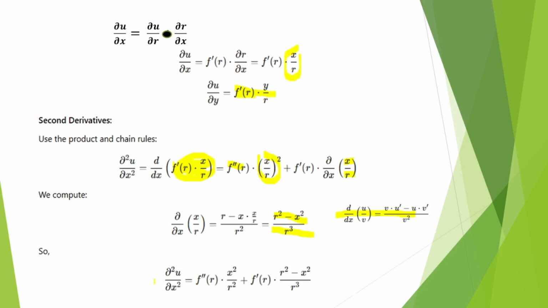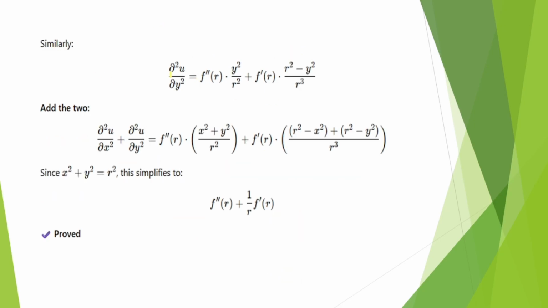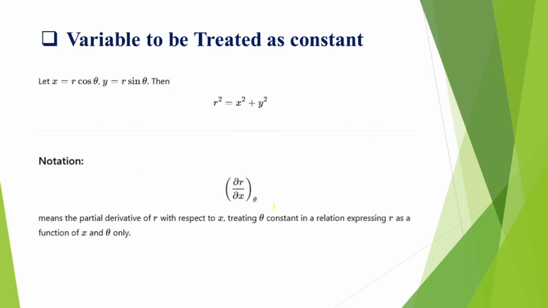Similarly, ∂²u/∂x² is this. Similarly, ∂²u/∂y² is this. Now adding both, ∂²u/∂x² plus ∂²u/∂y², after adding and calculating, we get this answer.